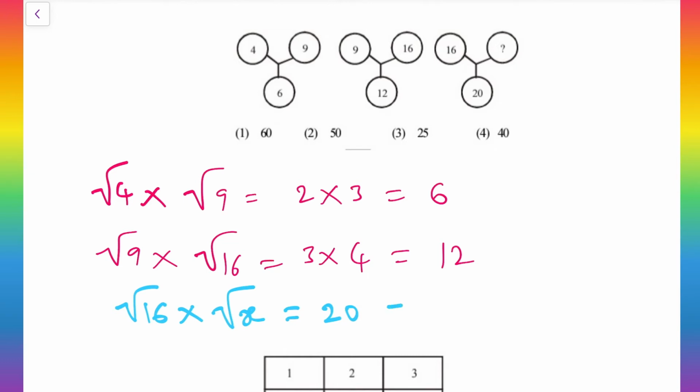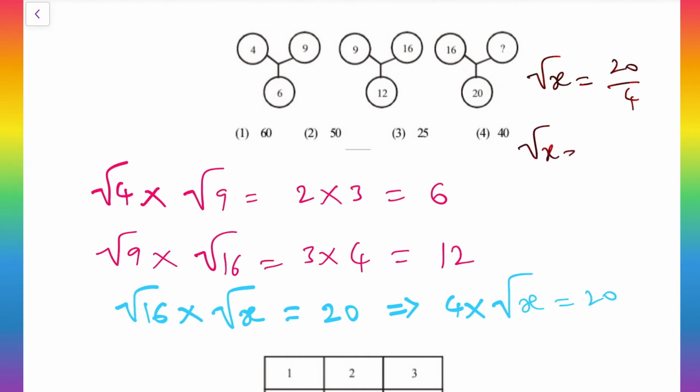Root 16 is 4. So 4 into root x is equal to 20. Now 4 if we take to the right side, then we will get root x is equal to 20 divided by 4. Root x is equal to 5. Root x value is 5. Then what about x value? It is 5 square, nothing but 25. So the missing number is 25.